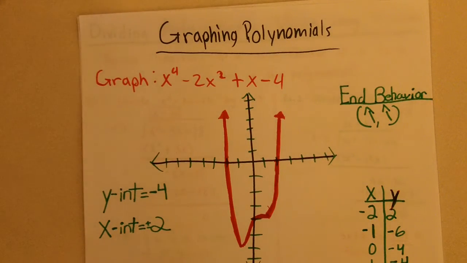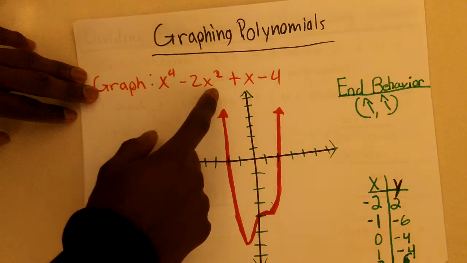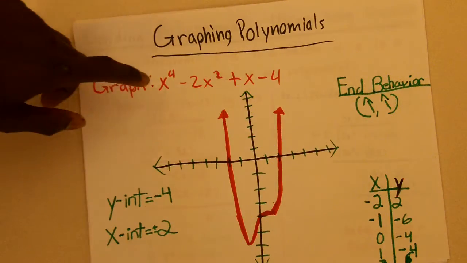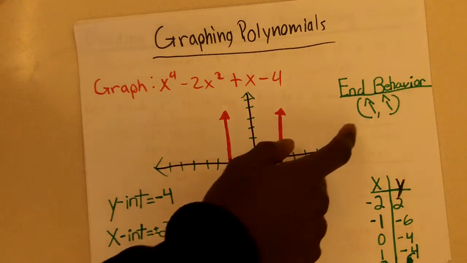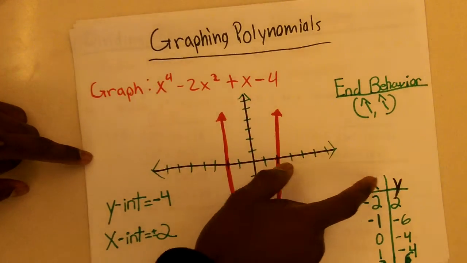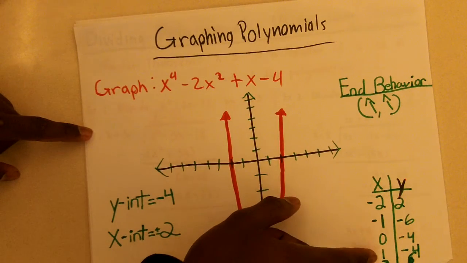Here's another example of graphing polynomials. So today we will graph x to the fourth minus 2x squared plus x minus 4. And you look at the highest degree, which is x to the fourth. So therefore the end behavior will be up, up. So first you set up your table of x and y values. And normally you arrange from negative 2 to 2.